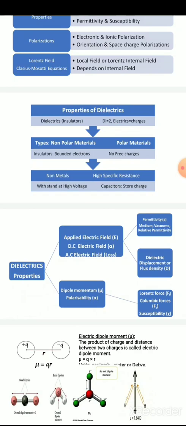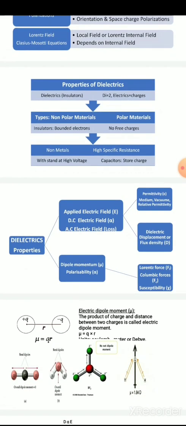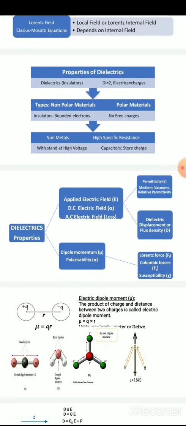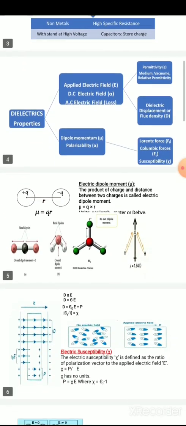In the first type we can see it is also of two types: permittivity, medium, vacuum, relative permittivity, and the second one is dielectric displacement or flux density. In the second type we can see Lorentz force, Coulombic force and susceptibility.